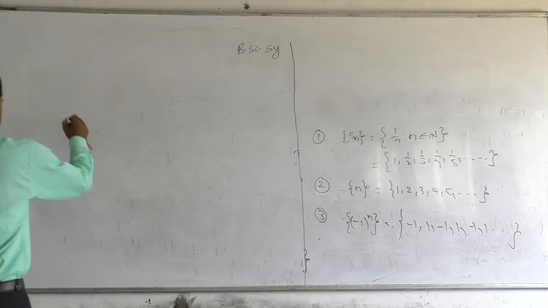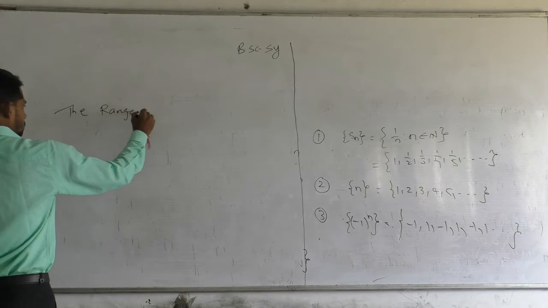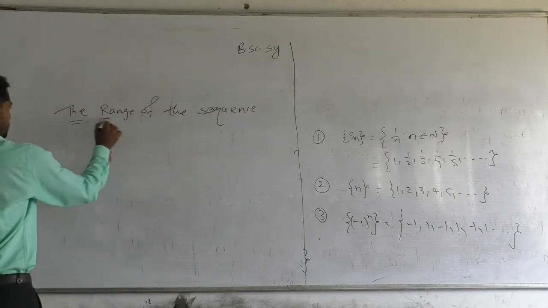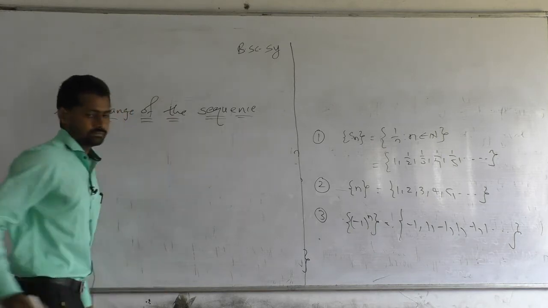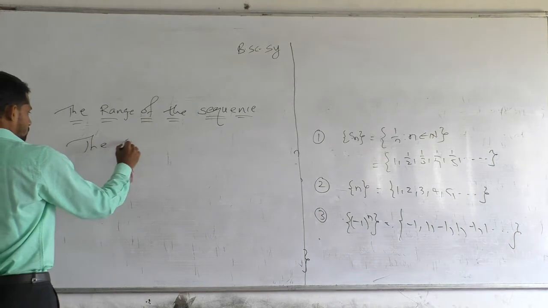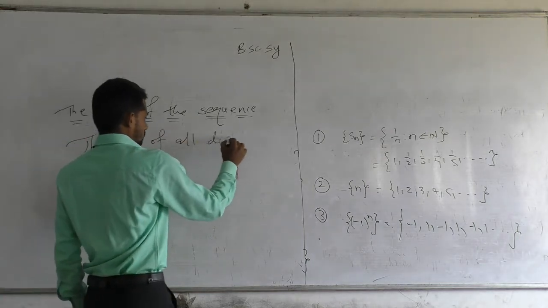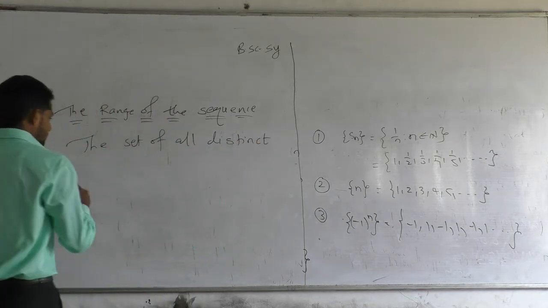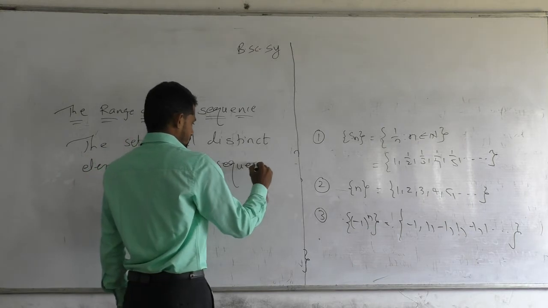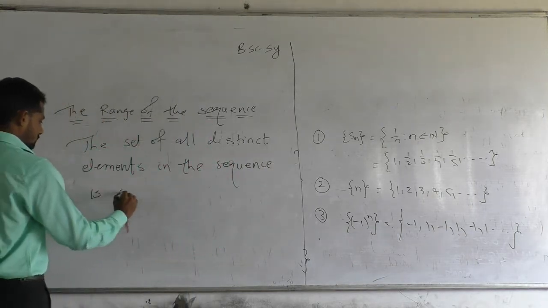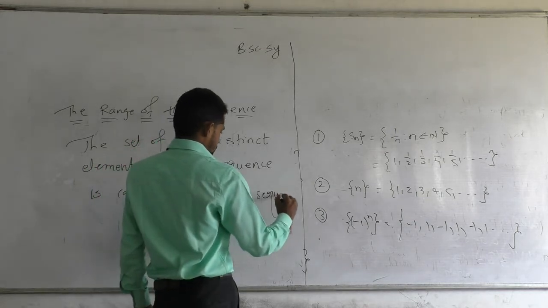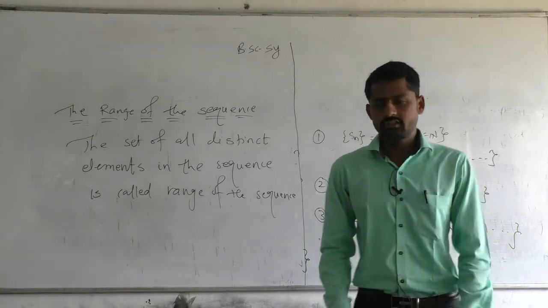Now, the range of the sequence. Definition: the set of all distinct elements in the sequence is called the range of the sequence. So the range of the sequence is the set of all distinct elements in the sequence.